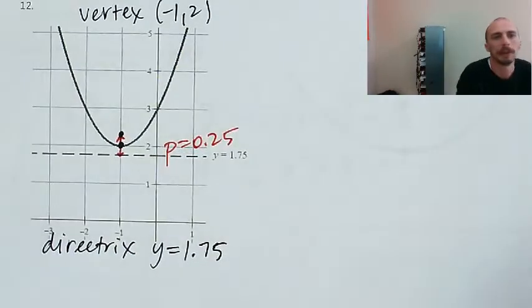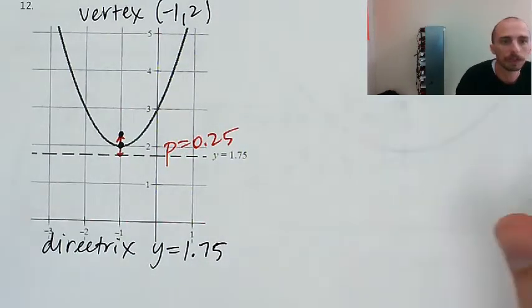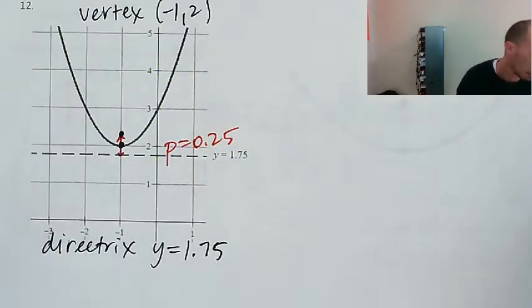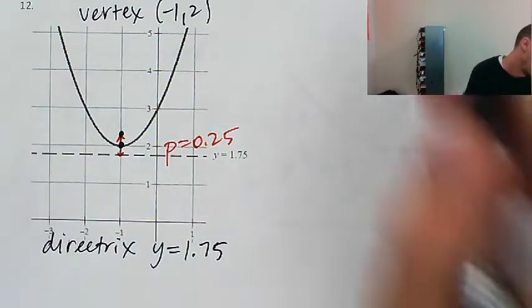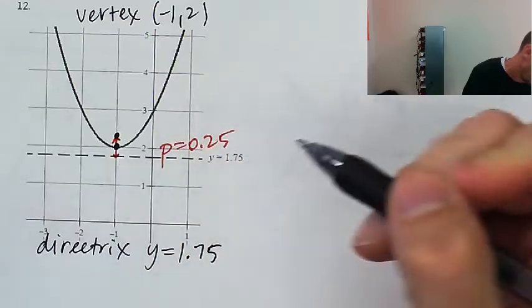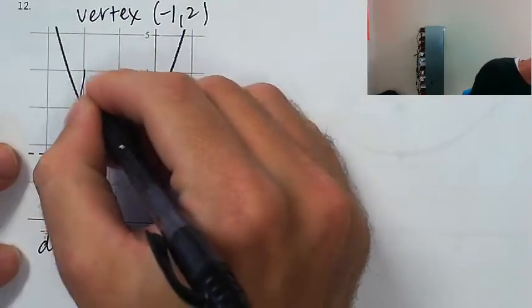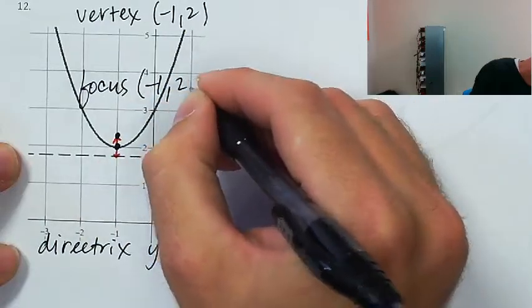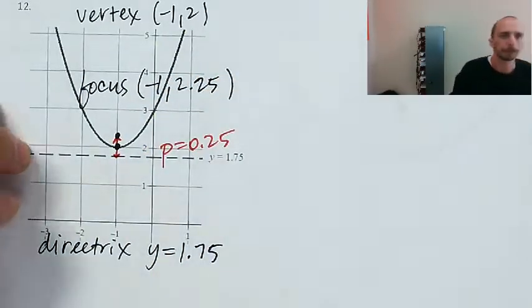And maybe that's why you see why I drew those images a little exaggerated on the sketches on the previous problems. Because if you draw it accurately, oftentimes they're really close together. And, okay, so I've got all of this. This is great. Focus point is going to be x equals -1 and y is equal to 2.25.